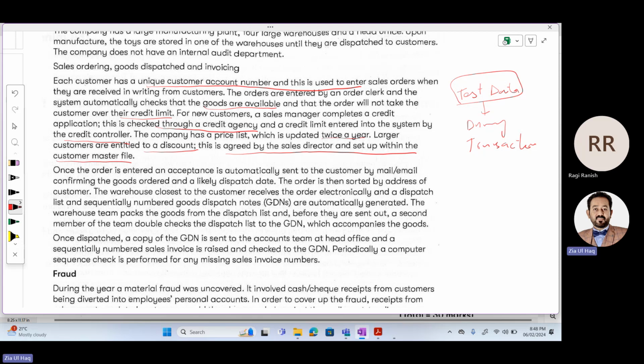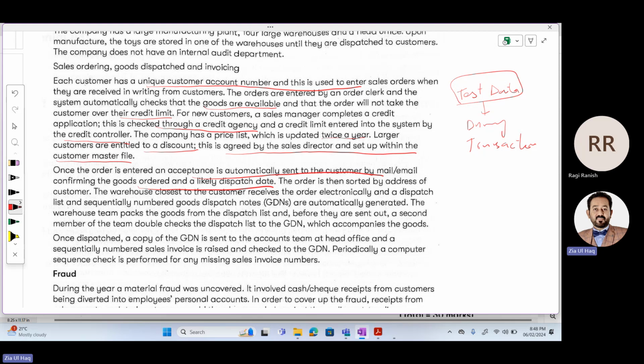Once the order is entered, an acceptance is automatically sent to the customer by mail, email, confirming the goods ordered and a likely dispatch date. Means the system is sending a confirmation of order to the customer. How can we make sure the system is actually sending the confirmation?